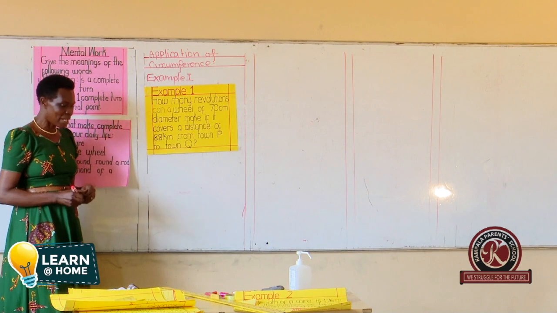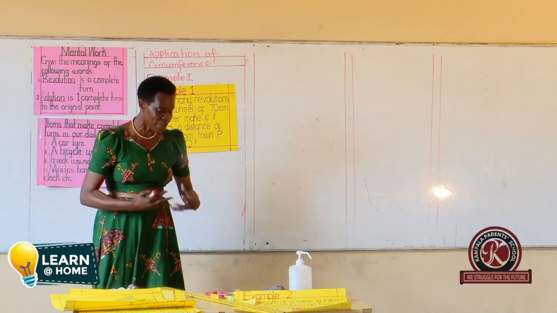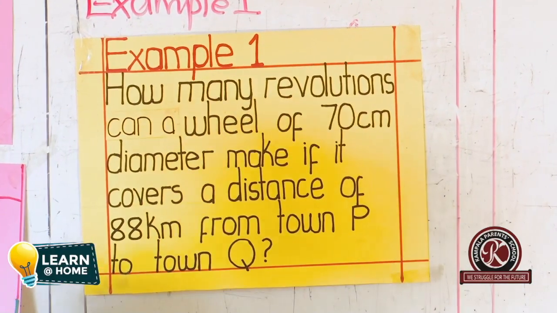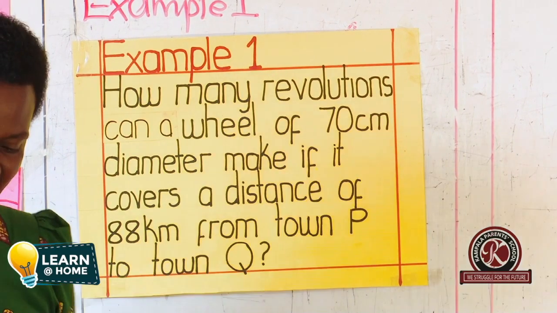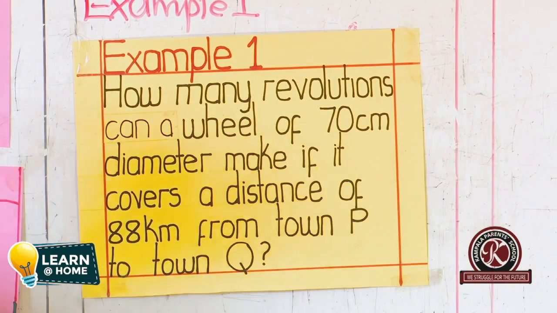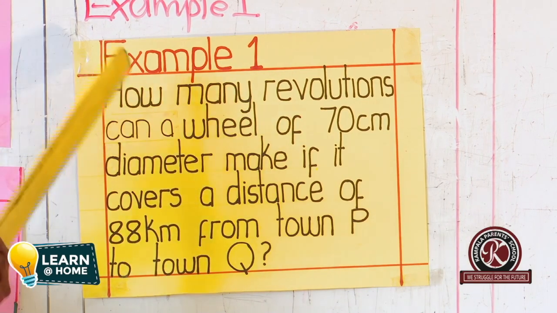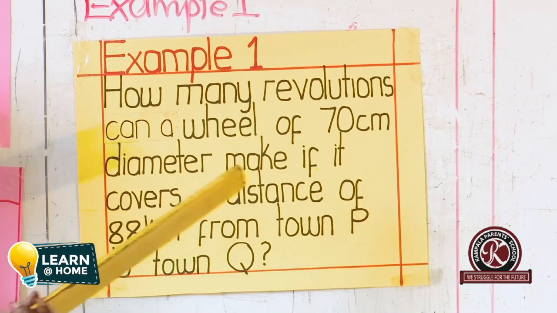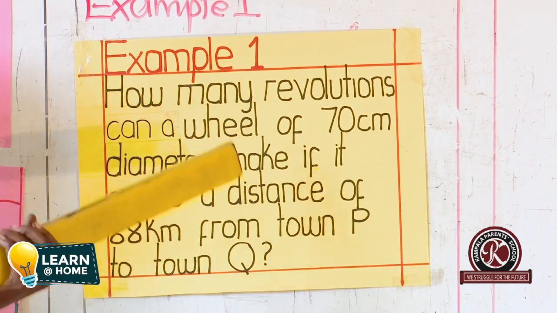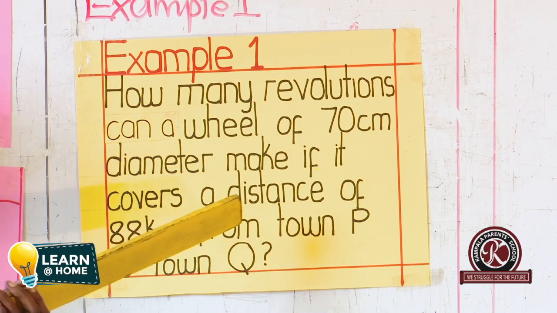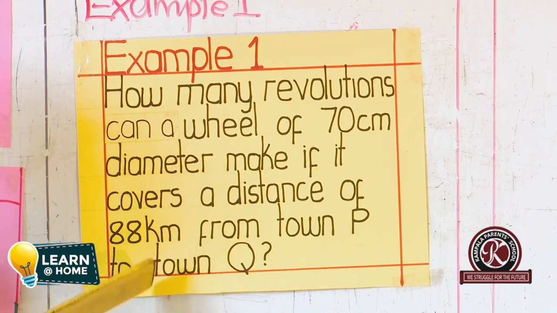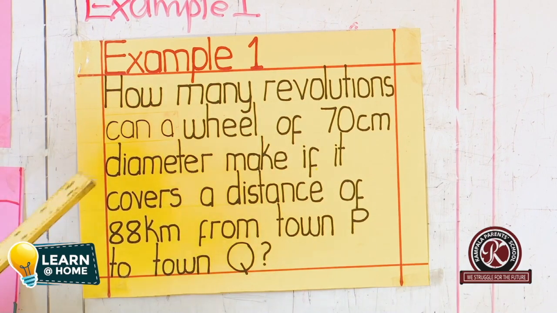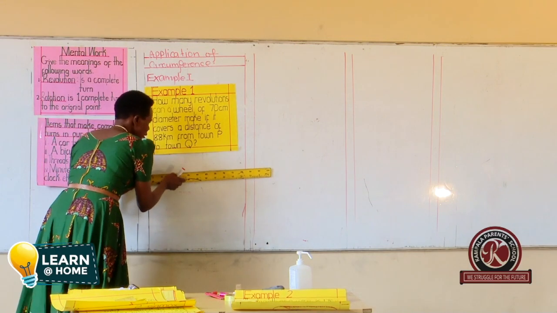So we are coming now to our example here. We are applying the knowledge of circumference to work out these numbers today. That's why we have said application of circumference. How much do you know about circumference? So example 1 is telling us: how many revolutions can a wheel of 70 centimeters diameter make if it covers a distance of 88 kilometers from town P to town Q?